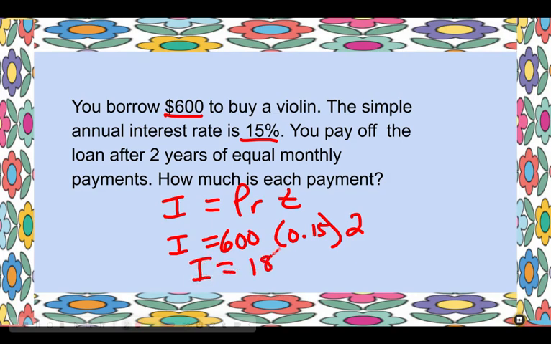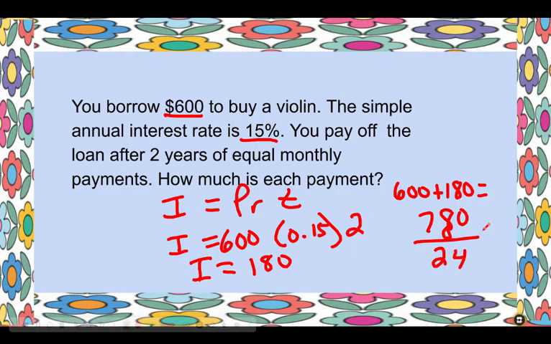I got $180. So now we have our $600 plus our $180 that we owe. So we owe $780 divided by the 24 months. That gives us $32.50 that we owe per month for this violin.